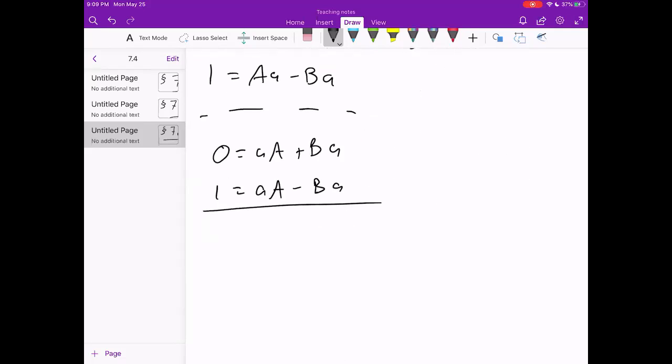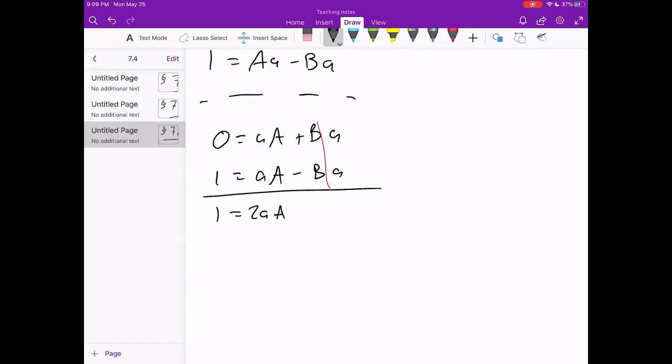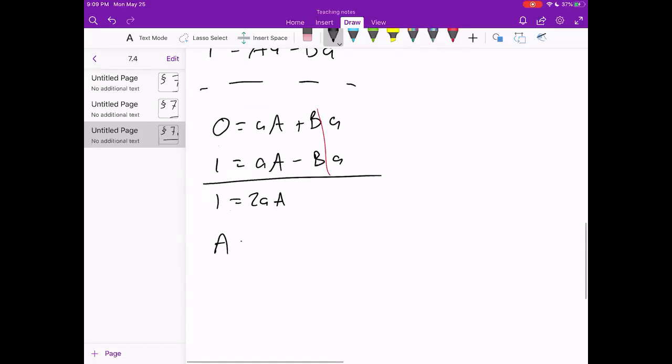So I get 0 plus 1 is 1. So capital A, little a, plus little a, big A. I feel like I'm teaching second grade English right now. So that's 2 little a, capital A. And then these two terms cancel. So this is what I'm left with. And remember, I'm trying to solve for capital A here. I find capital A is 1 over 2 times little a.